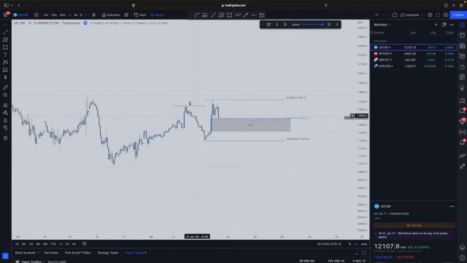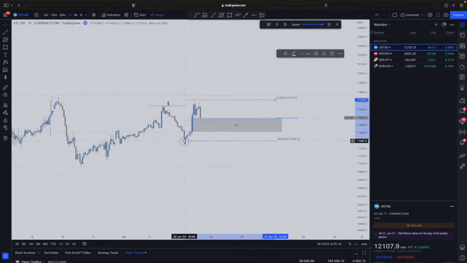Okay, so what we have to do is be patient and wait for price. Let me just line it up better. Wait for price to go below the 50%, but also look for entries inside the fair value gap. Even though it already touched the fair value gap, the better side of the fair value gap to enter off of would be anywhere below the 50%, like that. So right now we have to be patient and wait for our entry.